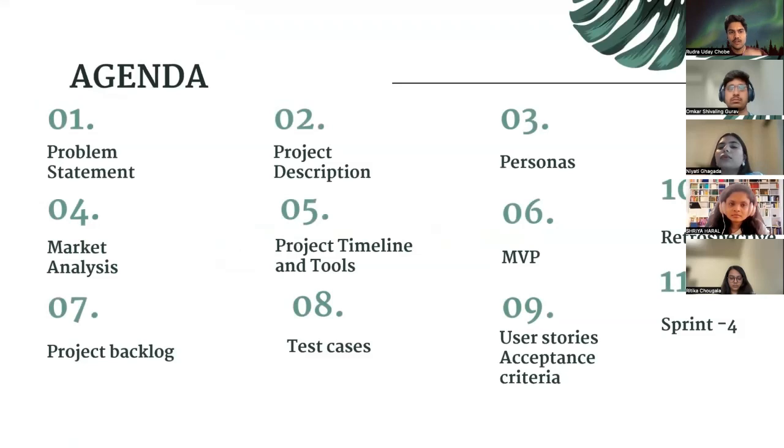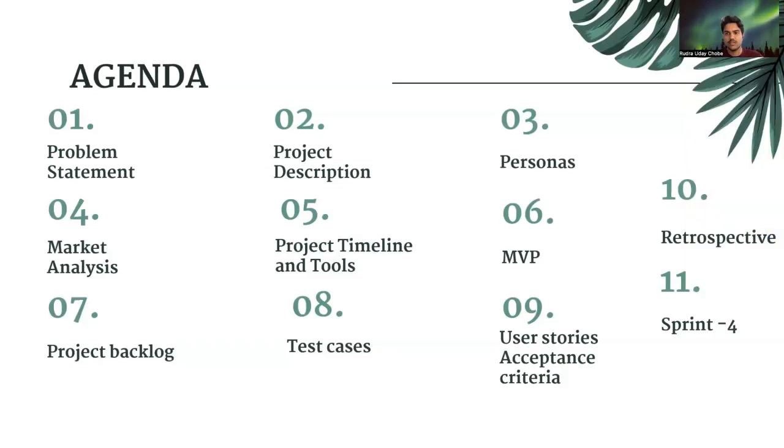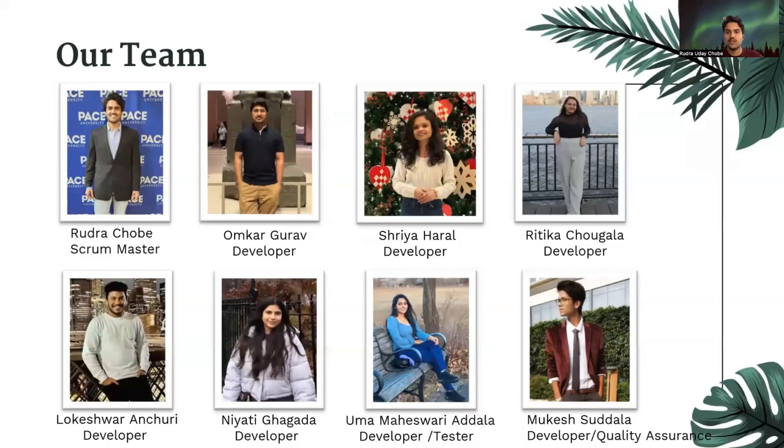So today we'll be covering the points on the board: problem statement, problem description, personas, market analysis, project timeline, MVP, project backlog, test cases, user stories, and acceptance criteria. And what is to be done, the retrospective and the Sprint 4 target. Our team members include me, myself, Omkar, Shriya, Ritika, Lokesh, Niyati, Uma, and Mukesh.